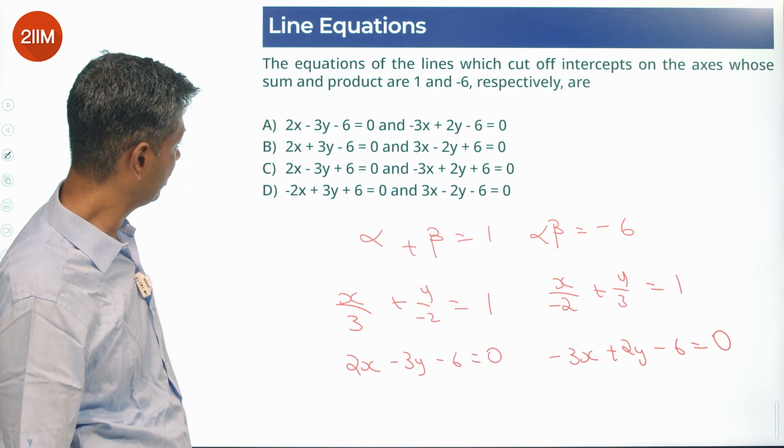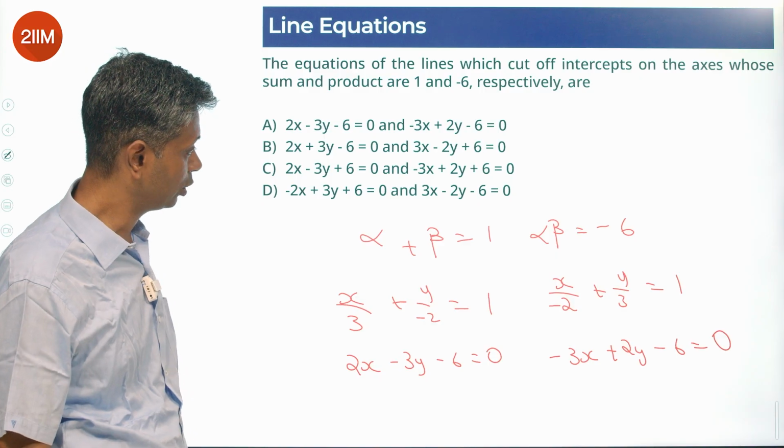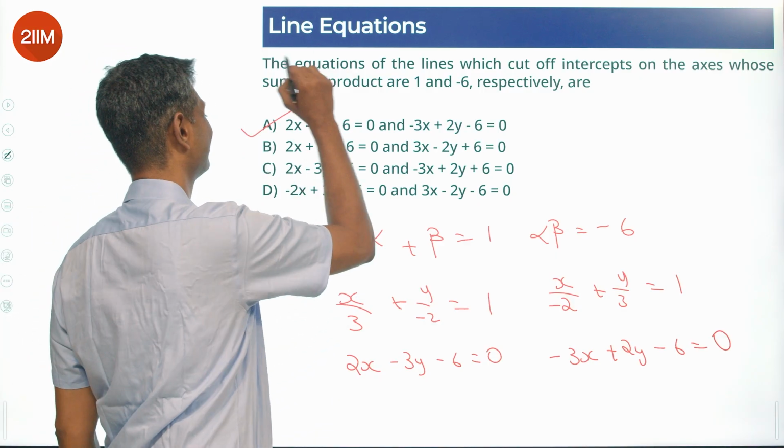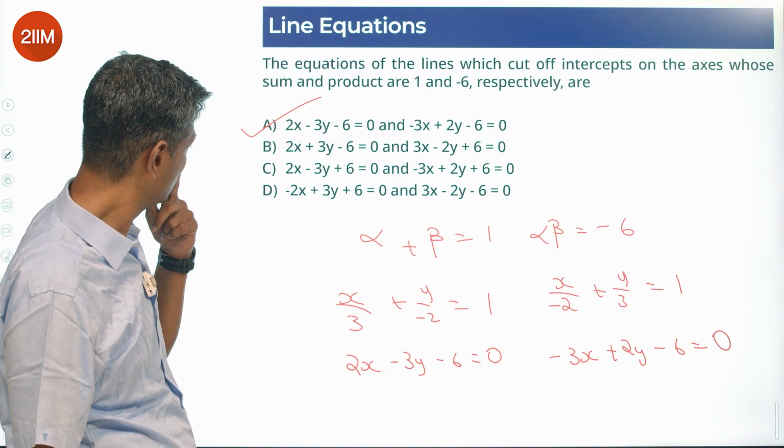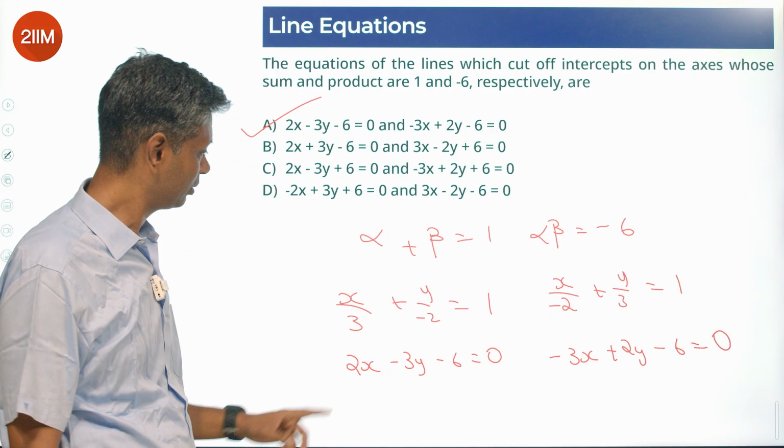2x minus 3y minus 6 minus 3x plus 2y minus 6. Lovely. 2x plus 3y cannot combine. 2x minus 3y plus 6 cannot combine, plus 6. This is the answer, choice A.